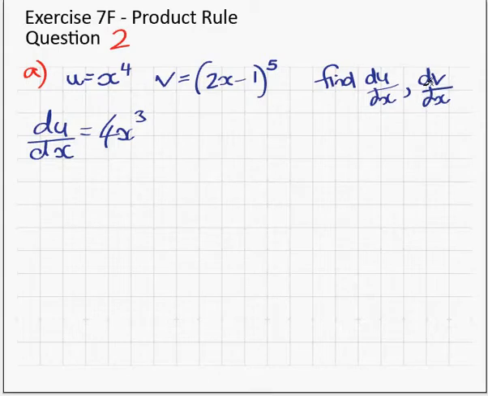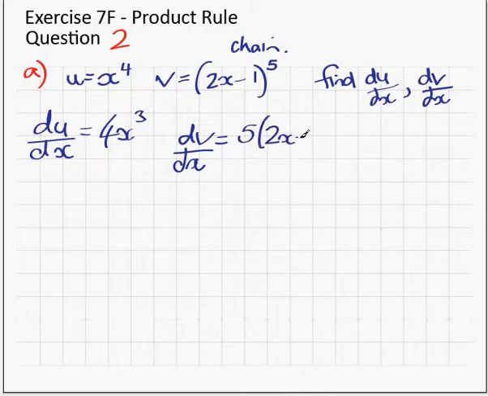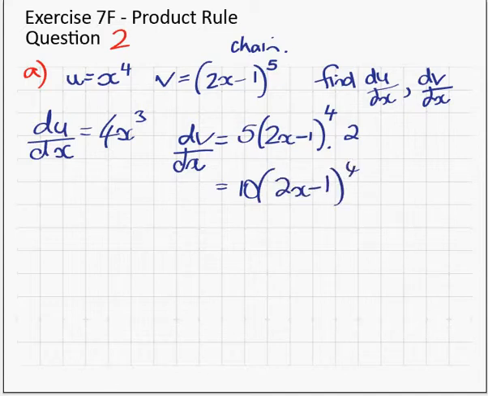dv/dx is the derivative of v with respect to x. Here I have a bracket and a power, so I need to use the chain rule. So I go the derivative of the outside, 5 lots of (2x minus 1) to the 4th, times the derivative of the inside, which is just 2. That gives me 10 lots of (2x minus 1) to the power 4.